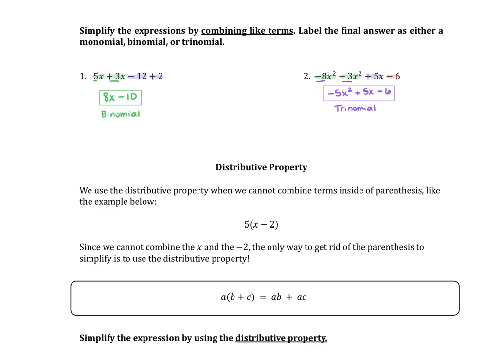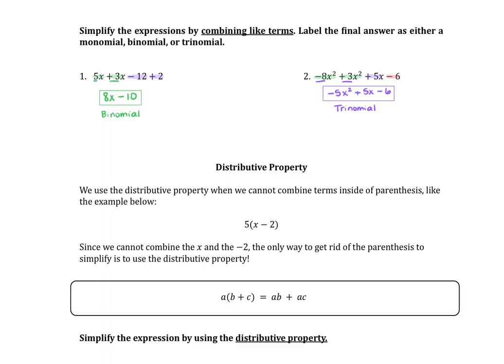Now that we've talked about combining like terms, we're going to switch gears and look at the distributive property. Now remember, this is where I use multiplication, and we use this in the event that I cannot combine any like terms that are inside the parentheses. So if I look inside of this given parentheses, I have an x and a -2. If you notice, those are not like terms, so I cannot do anything with them. It's already as simplified as I possibly can.